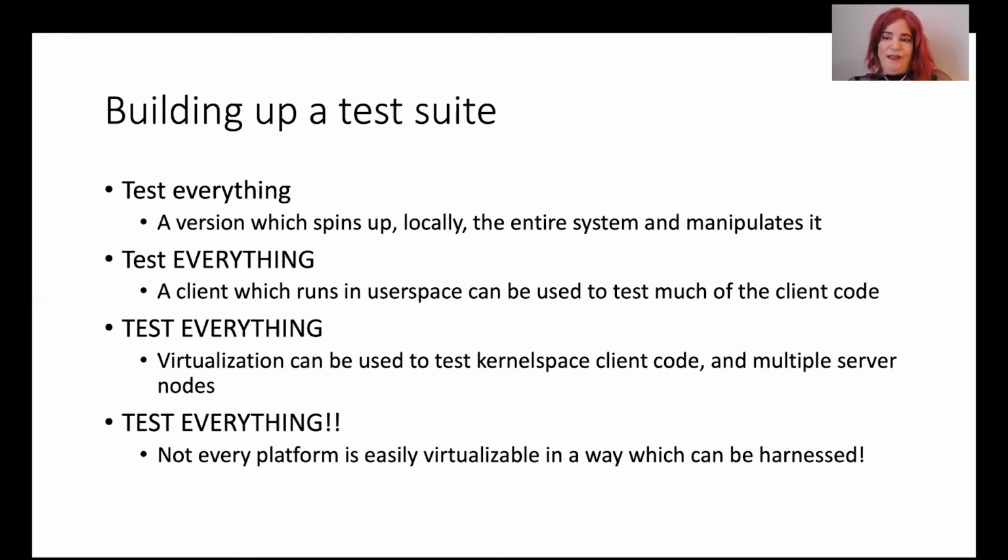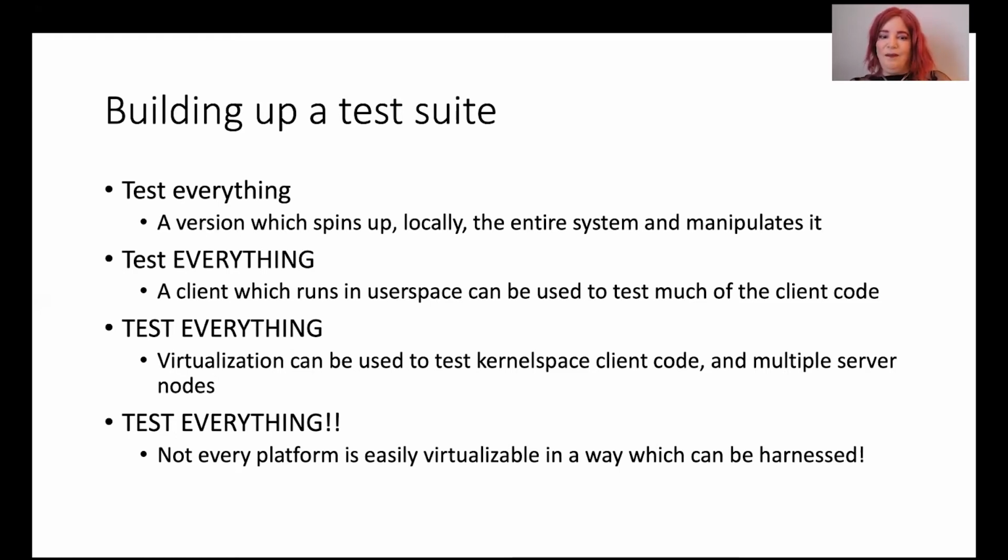So, okay, that gets you further, but you still need to keep going because there's still code that you're not covering. You can virtualize the kernel space client code in order to test the actual kernel bits of it. And of course, you're going to need multiple server nodes so that you can test that. And virtualizing is another way of letting you create multiple machines where you don't actually have one and create complicated network configurations where you don't actually have to manage network infrastructure.